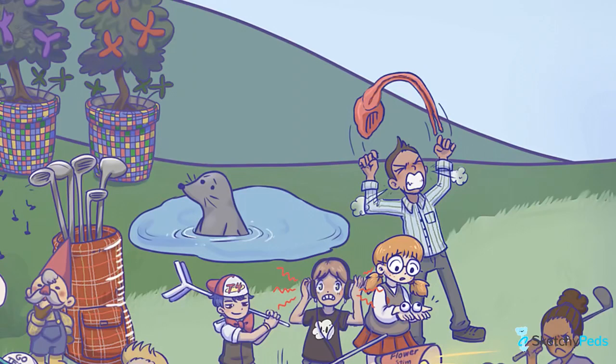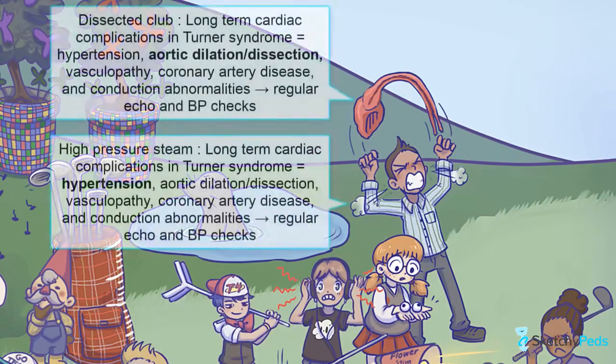Cardiac disease is the most serious medical complication for patients with Turner syndrome. Even those without known cardiac disease are at a high risk for developing hypertension, shown by the angry high-pressure steam, and aortic root dilation and dissection, shown by the cracked and splitting golf club handle with the bulge where it attached to the heart.